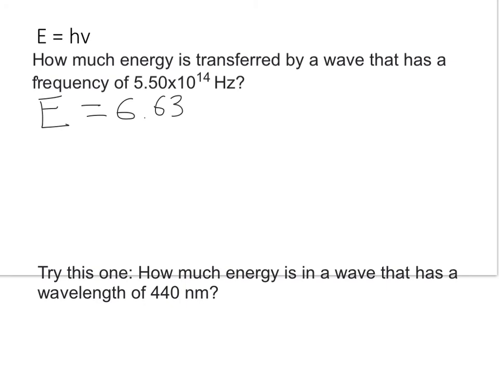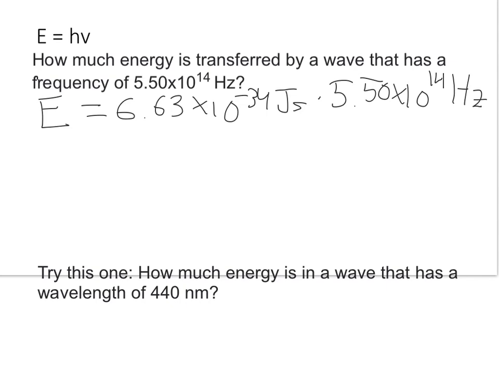6.63. You may have heard it as 6.626. It just depends on how many sig figs you want to use, right? Times 10 to the negative 34th joule seconds. Okay, and we're going to multiply that times our frequency here, right? 5.50 times 10 to the 14th, okay, hertz.